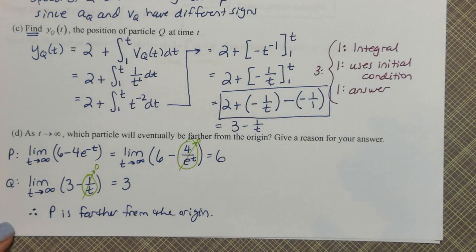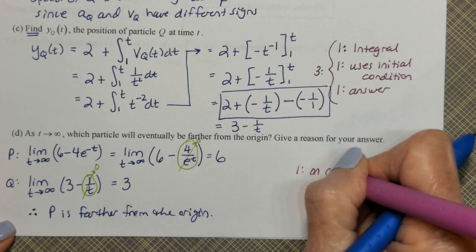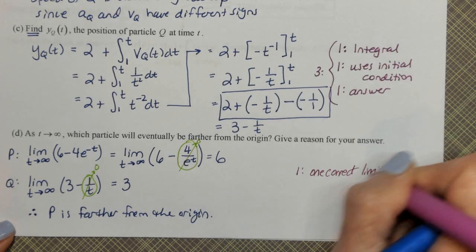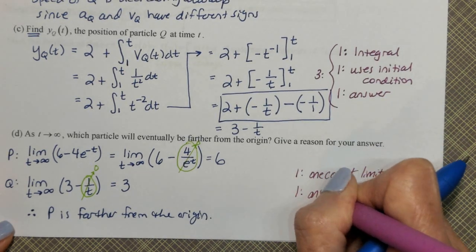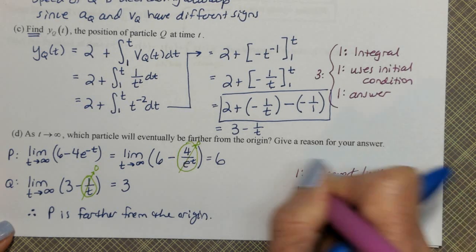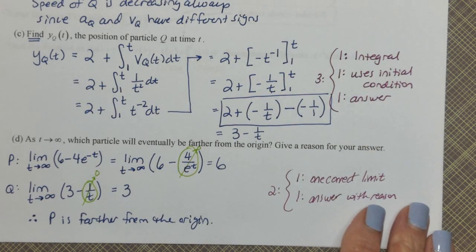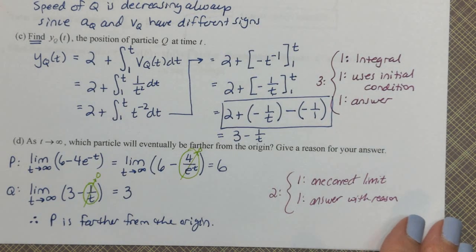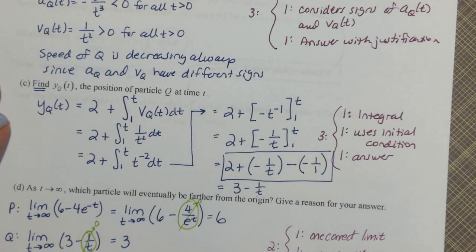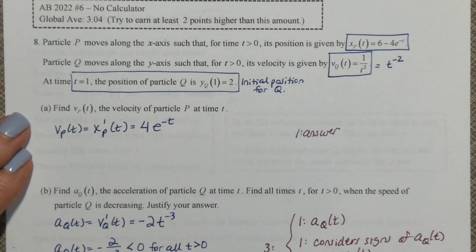This was worth 2 points. 1 point for one correct limit and 1 point for your answer with reason. This is a really heavily tested topic, almost always on the AP exam. So make sure you do the number of problems I'm asking you to do in class.